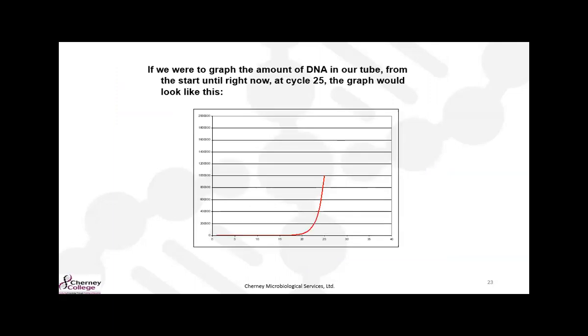With real-time PCR, if we're looking at the graph, on the bottom is the cycle numbers, and on the left-hand side is the amount of DNA. If we were graphing this amount of DNA in our tube, from the very start until where we are right now at cycle 25, the graph would look like this. You'll see that exponential increase, where at cycle 25 we're at about 1 million copies of DNA.